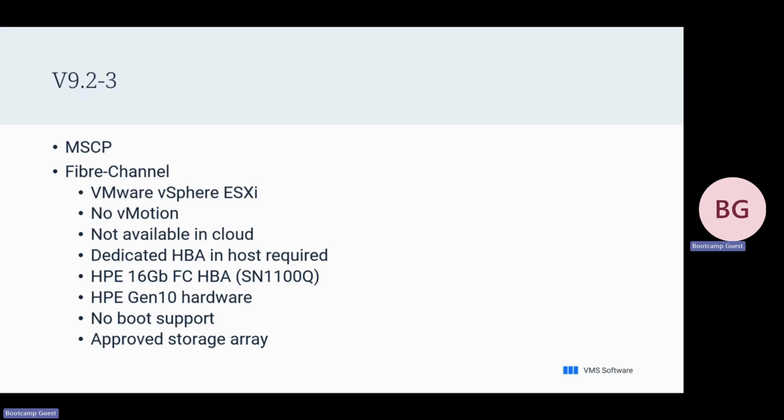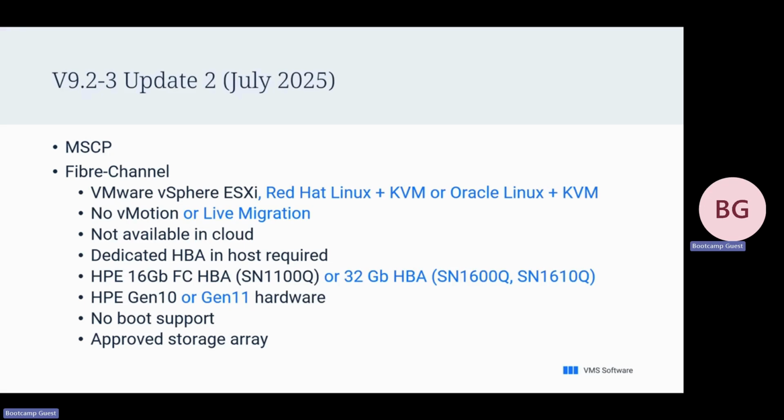With VMS version 9.2-3 update 2, which we plan to release in July, we're going to expand the fiber channel options you have. So in addition to VMware vSphere, we're also going to support PCI pass-through on Red Hat Linux and Oracle Linux with KVM. There again, live migration, where you move one virtual machine to another host, is not supported.